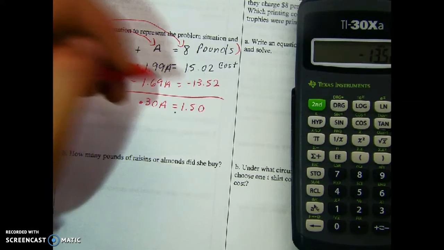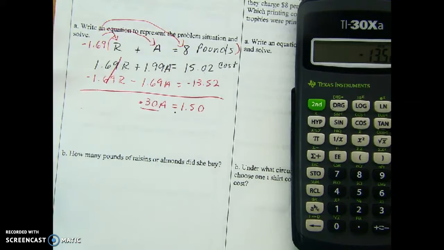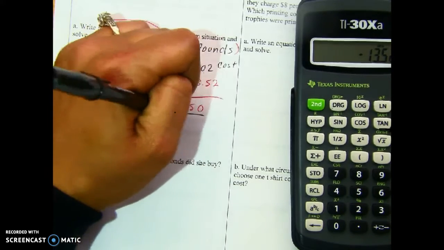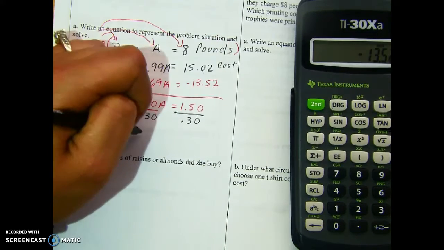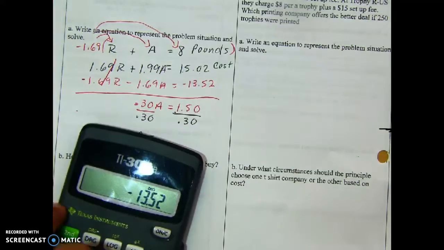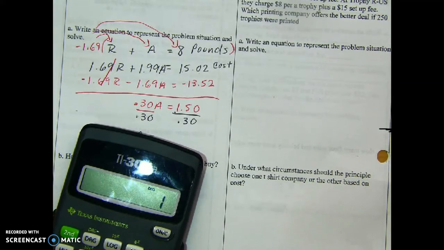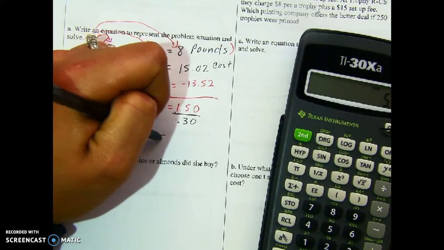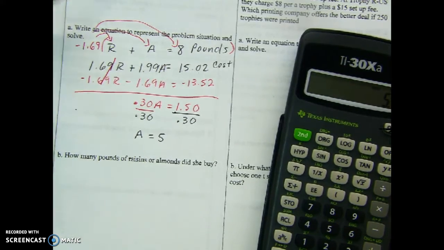You can always check that with your calculator. I am going to divide by 30 cents to do the inverse to get A by itself. If I use my calculator, please be sure to put your decimal in and divide by 0.30. That's going to give me 5. That means that Miss Beatley bought 5 pounds of almonds.